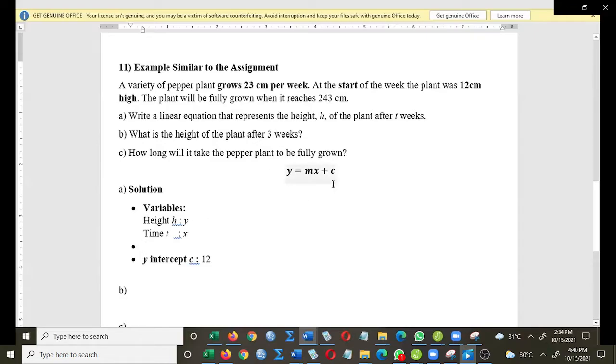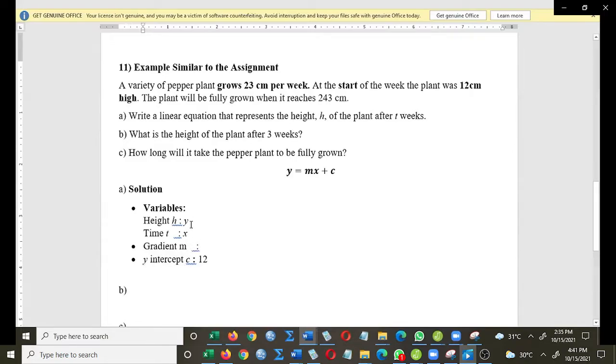One, two, three, four. M, which is the gradient. Gradient. M. Okay. Colon.